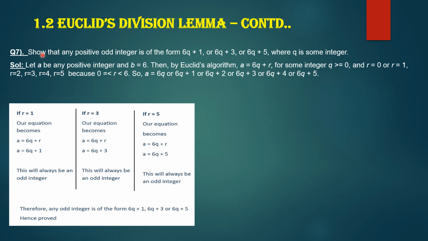Okay, now we are on question 7. In this question, we need to show that any positive odd integer is in the form of 6q plus 1, 6q plus 3, or 6q plus 5.